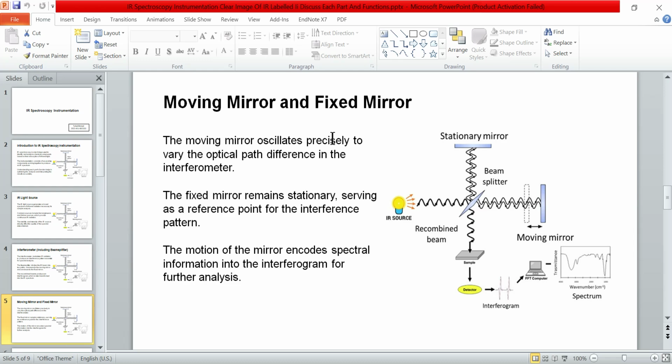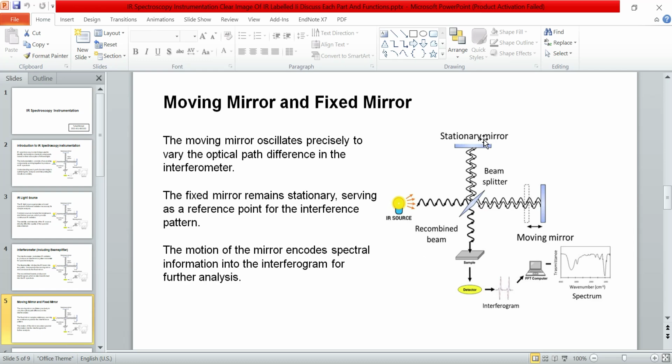The moving mirror oscillates and moves precisely to vary the optical path difference in the interferometer. The fixed mirror, which is the stationary mirror, remains stationary, serving as a reference point for the interference pattern. The motion of the mirror encodes spectral information into the interferogram for further analysis.